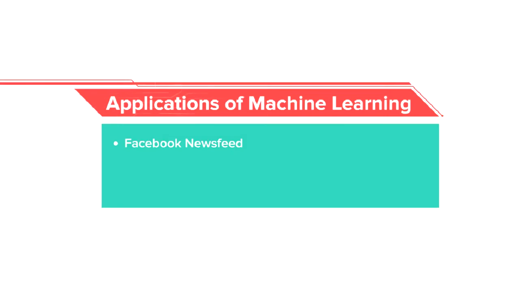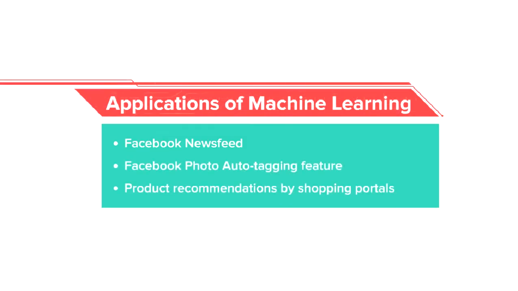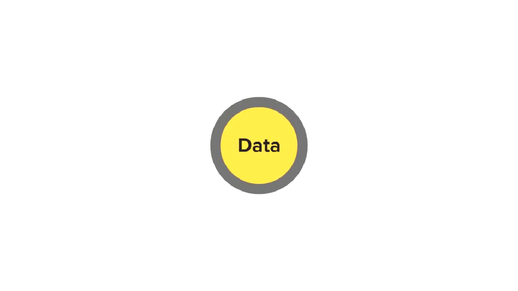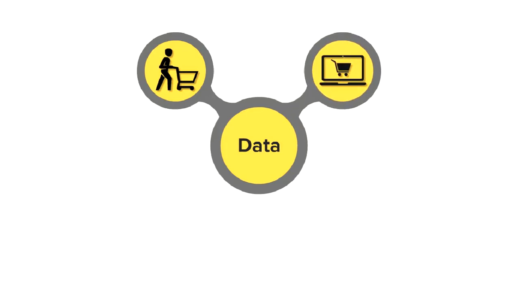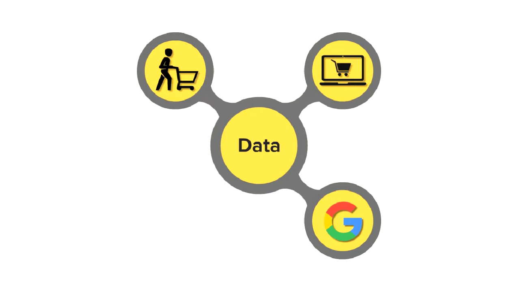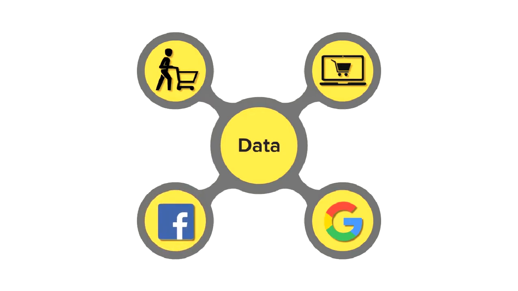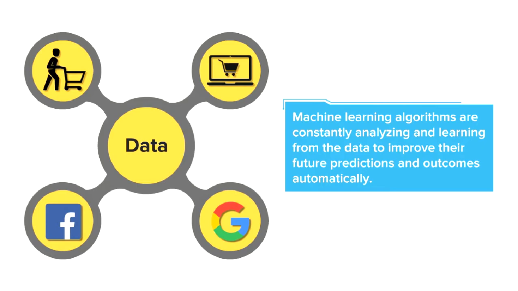Now we will discuss few applications of machine learning in our day-to-day lives. In today's digital world, we are surrounded by data everywhere, be it walking into a departmental store or making a purchase online or searching anything on Google or using social media platforms like Facebook. There is a huge amount of data being generated every day, and machine learning algorithms are constantly analyzing and learning from this data to improve their future predictions and outcomes automatically. We will discuss about data in more detail a little later in the training. For now, let's continue our discussion on applications of machine learning.